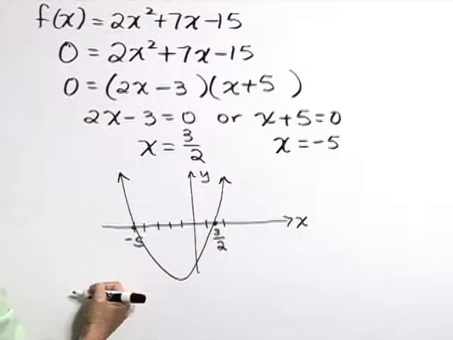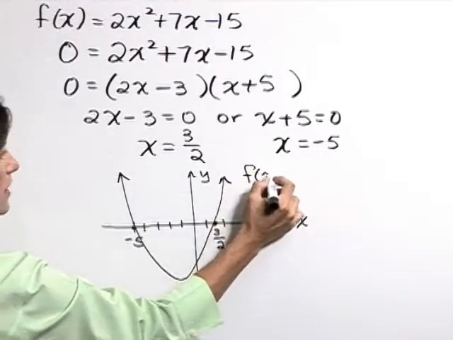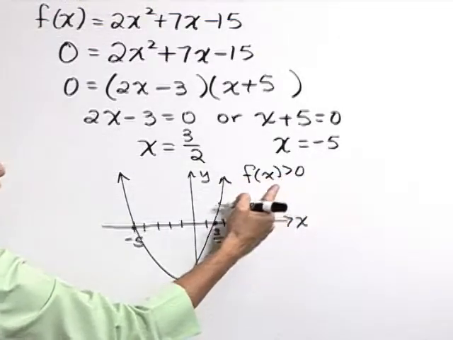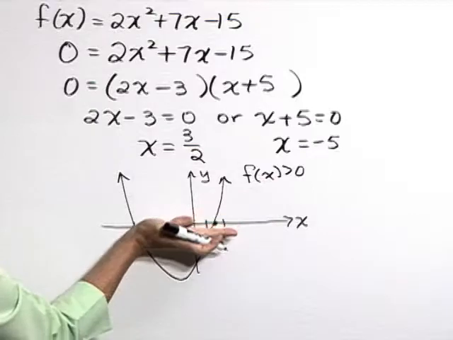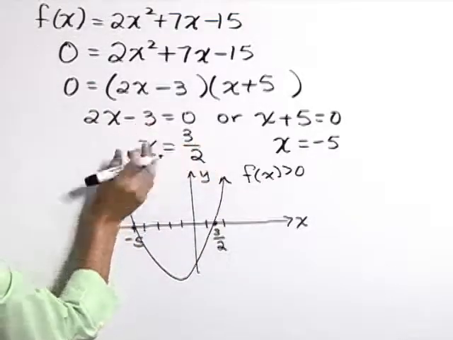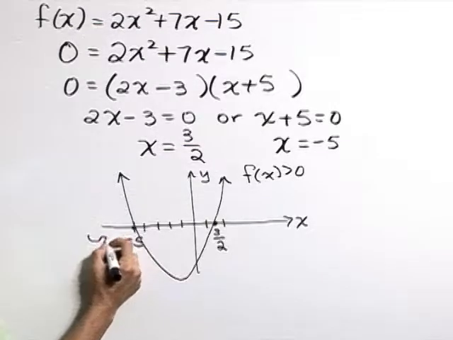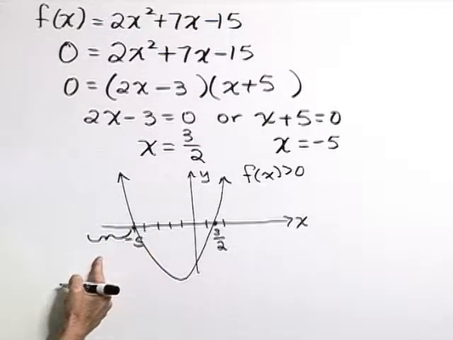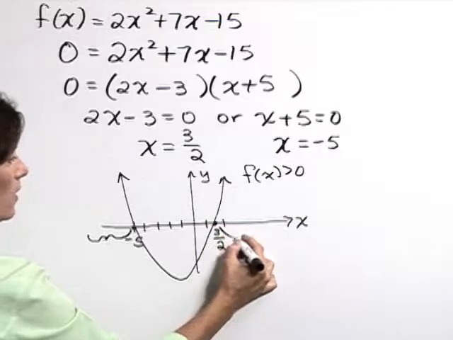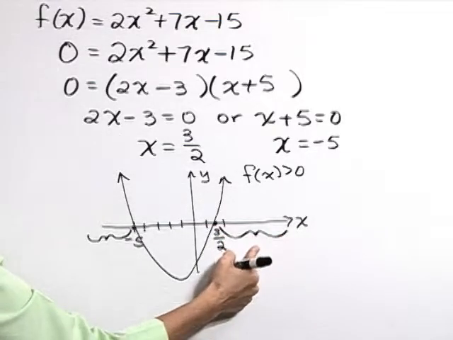Here's our function. Now we want to determine where this function takes on values that are greater than 0. That is, where our y values are above the x-axis. And that occurs for x values out here to the left of negative 5, and to the right of 3 halves.